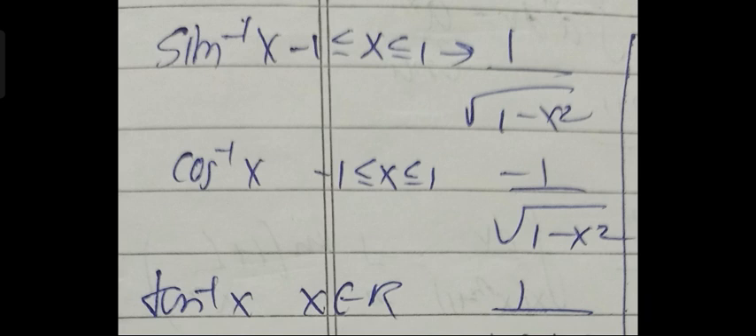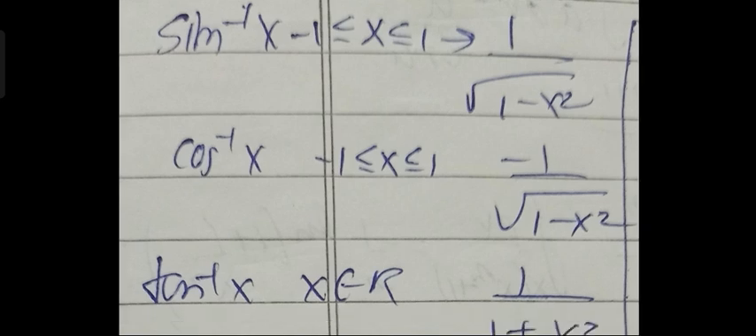One thing I forgot to tell is the differentiation of inverse functions. Differentiation of sine inverse x, where the condition is important that x must be between minus 1 to 1, is 1 upon root of 1 minus x square. Similar is for cos inverse x. The condition is that x must be between 1 to minus 1, and its differentiation is minus 1 divided by root of 1 minus x square.